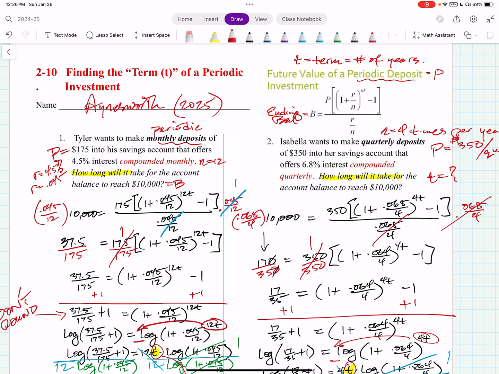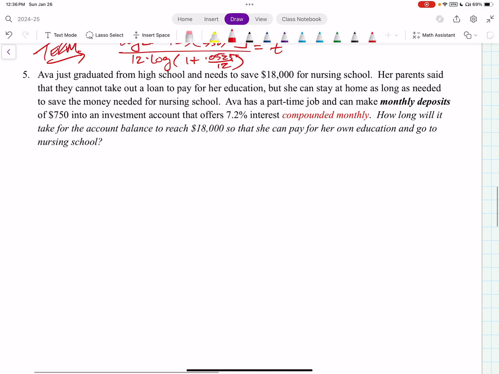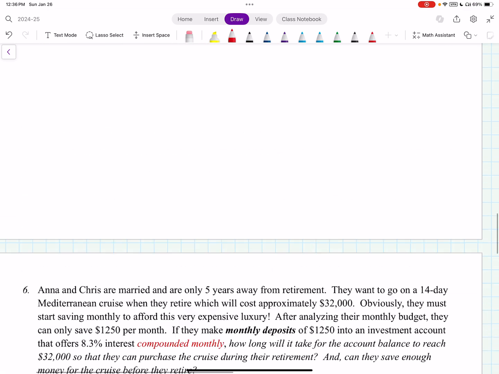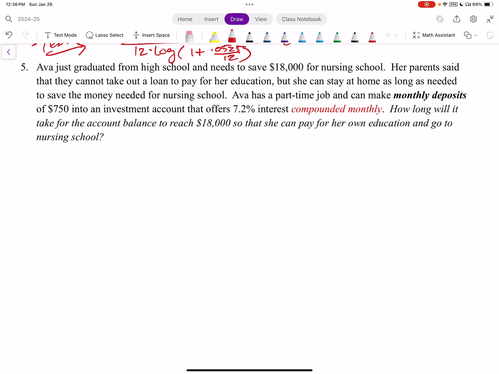Here I'm going to show you how to do the last example, how to find the term of a periodic investment using the periodic investment formula. So let's go down here. We just did number 4, so the last one's number 5. Uh-oh, there's 6. I guess it's not the last one. So let's take a look at number 5 then.